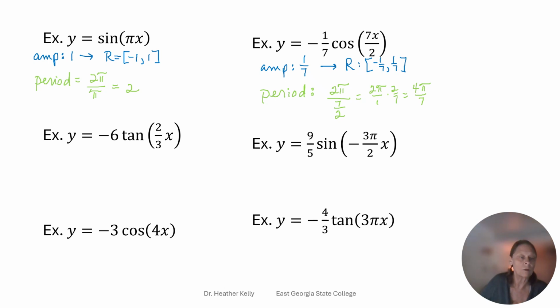Couple more and then I'll give you the last two to do. So the amplitude here is 6, which means that the range is going to go from -6 to 6. And here our period, tangent means that we're going to go pi divided by 2/3. So that's pi over 1 times 3 over 2, which is 3 pi over 2.